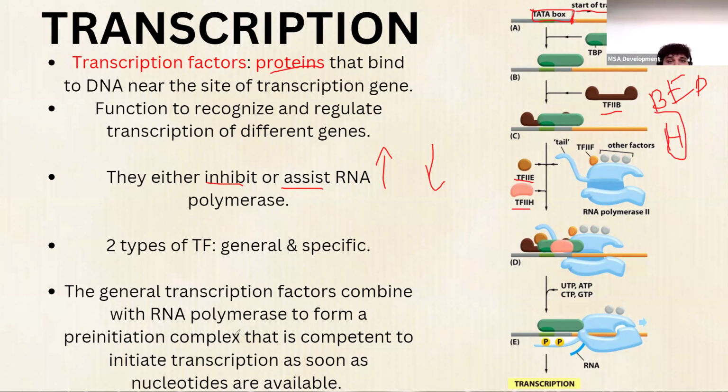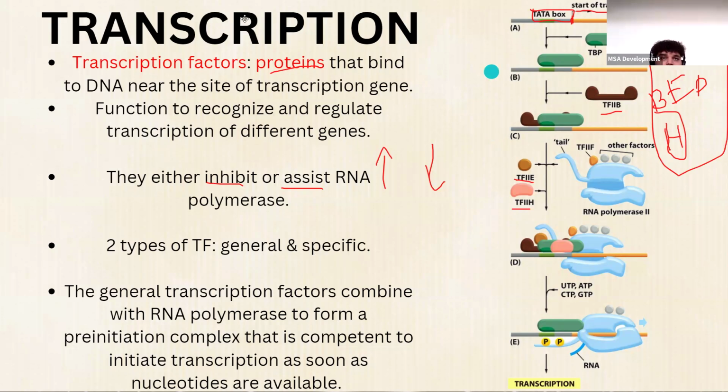So we have two types of transcription factors, general and specific. The general transcription factors combine with the RNA polymerase. You see them right here. They combine with the RNA polymerase to form a pre-initiation complex. Pre means before, initiation means beginning. So it will form a complex before the beginning of initiation that is competent to initiate transcription as soon as the nucleotides are available. So basically, they just bind to the RNA polymerase. They either inhibit or assist it. You're supposed to remember these transcription factors right here: TF2 B, E, D, and H.